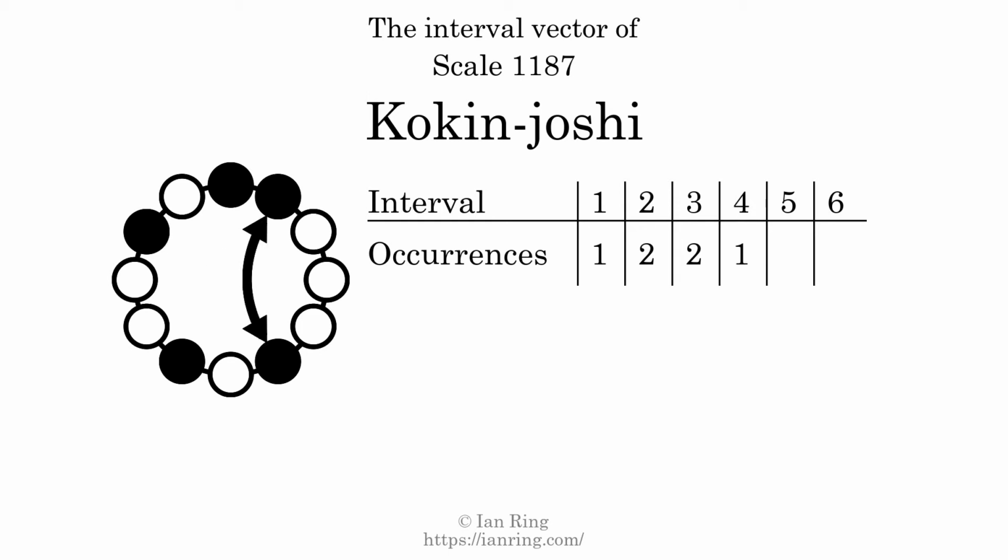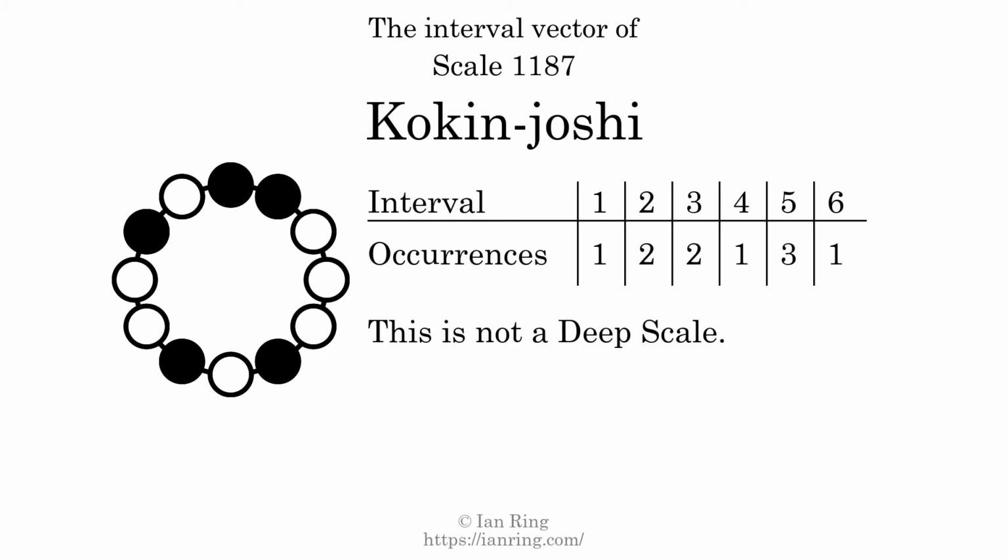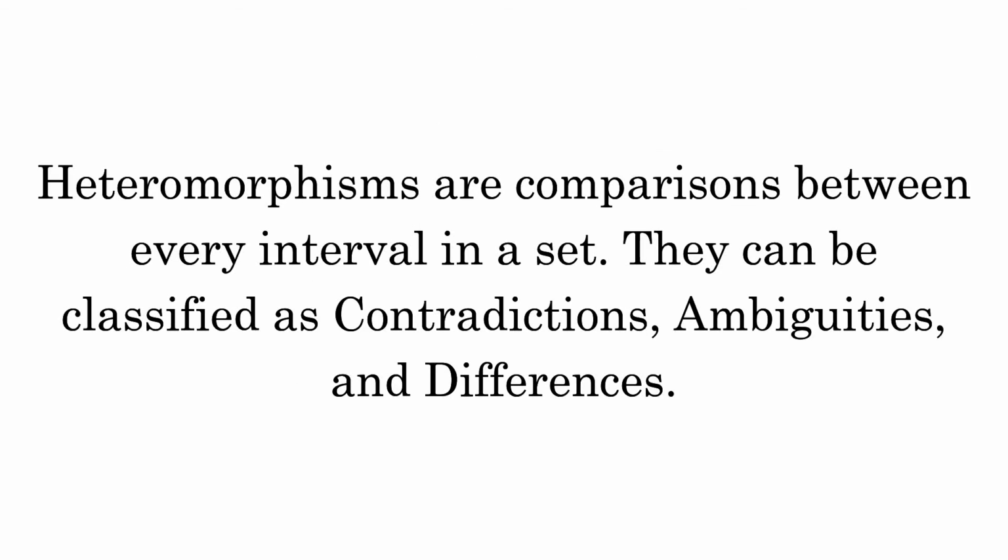It is here. There are 3 intervals with a size of 5 semitones. They are here, here, and here. There is one interval with a size of 6 semitones. It is here. Each interval does not appear in this scale a unique number of times, so this is not a deep scale. Heteromorphisms are comparisons between every interval in a set.